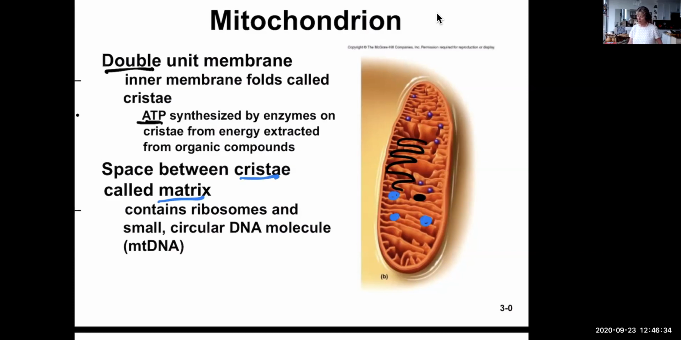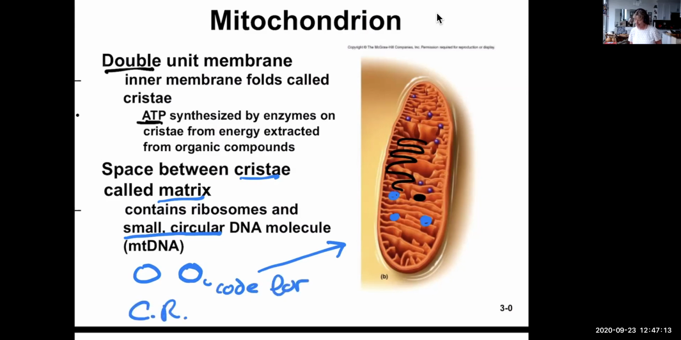The space between the cristae is called the matrix. The matrix contains ribosomes and, what's very interesting, small circular DNA molecules, mitochondrial DNA. And this is one of the reasons why it's thought that the mitochondria initially, like 2.8 billion years ago, were absorbed into other cells, because they have their own DNA. And this mitochondrial DNA is responsible for coding for the enzymes in cellular respiration. I think there's about 35 of them. So code for cellular respiration enzymes.